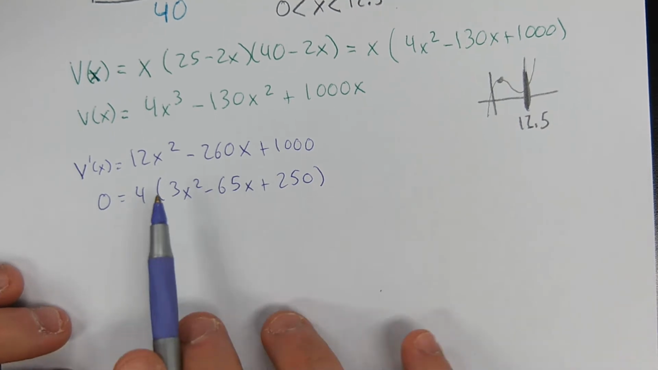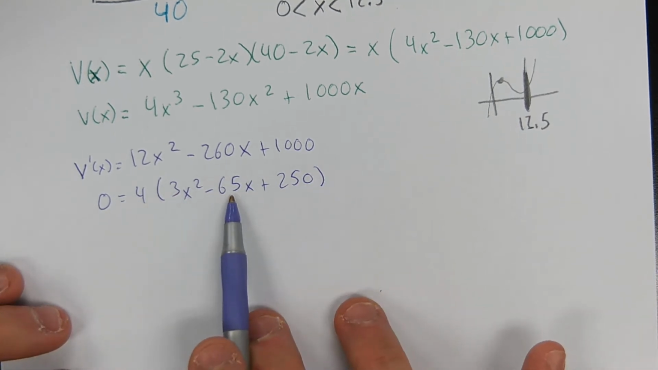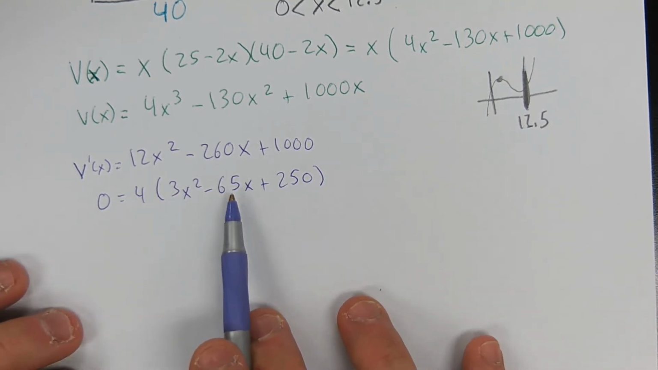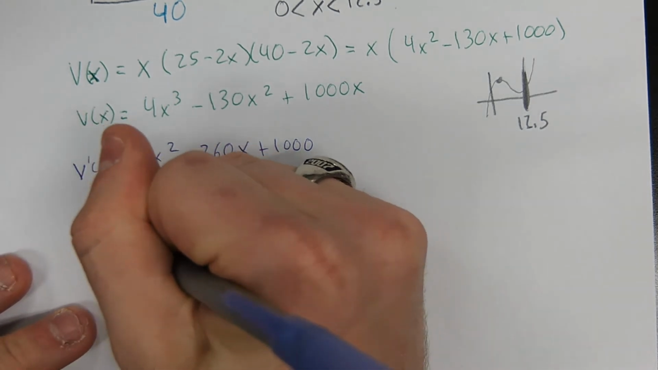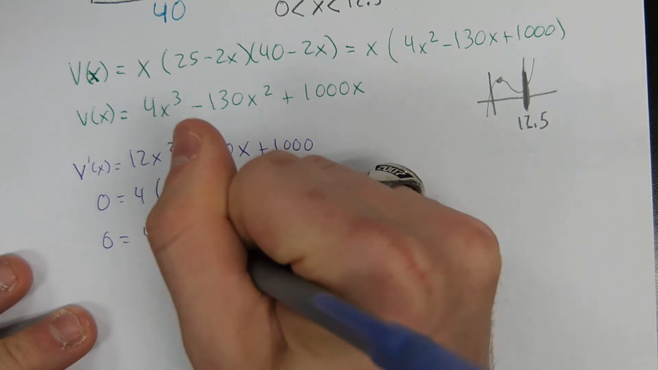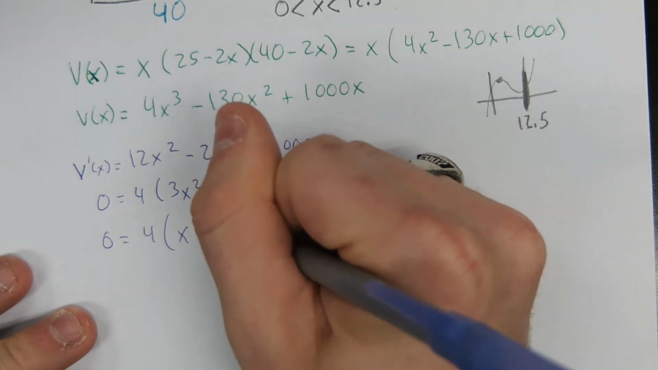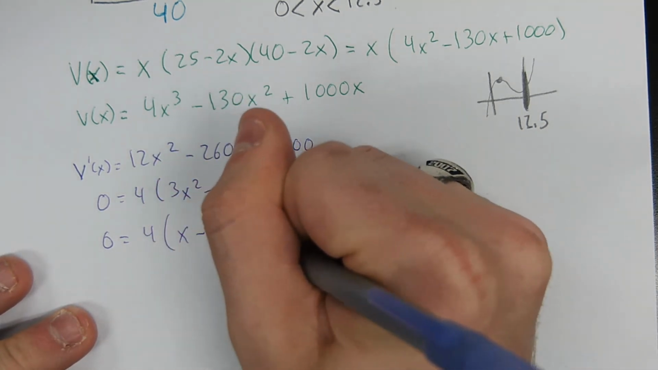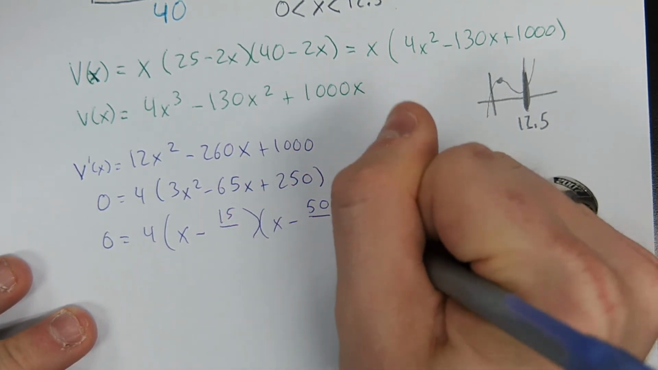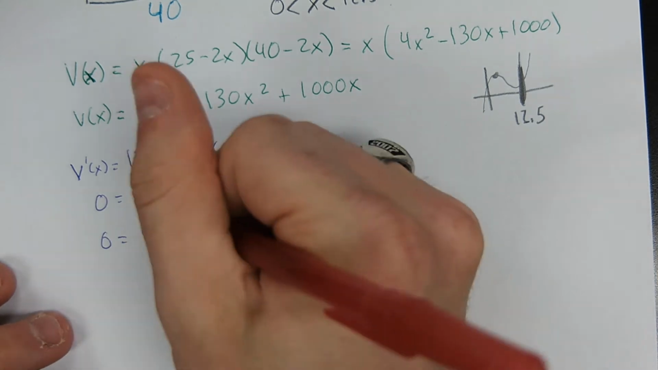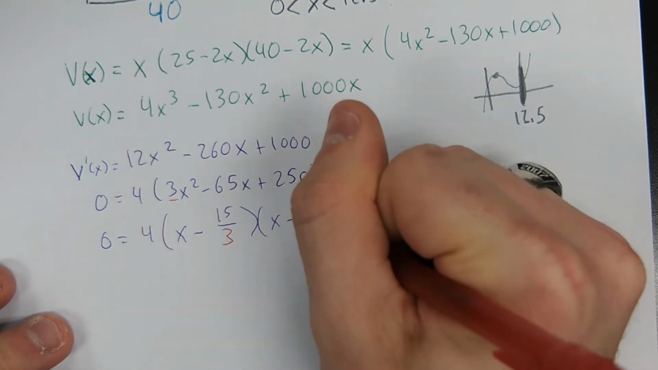So yeah, the two numbers that multiply to 750 that add to negative 65 are negative 50 and negative 15. So using our Lizzie method, we get x minus 15 over 3 and x minus 50 over 3. That's your Lizzie method.